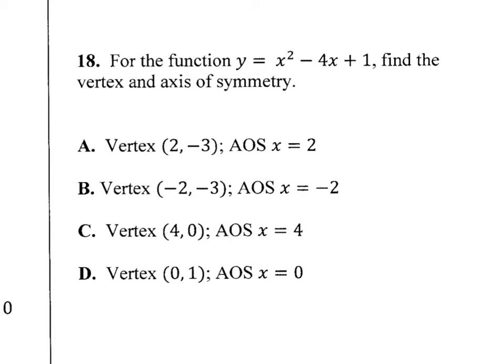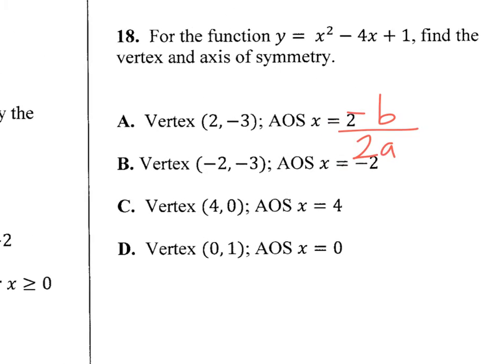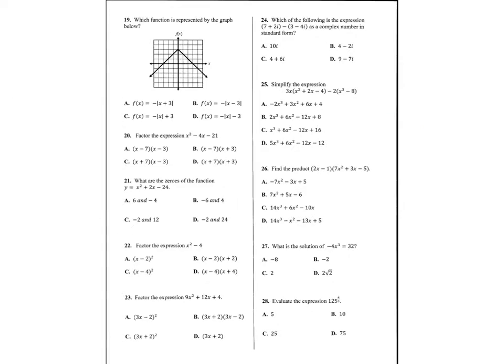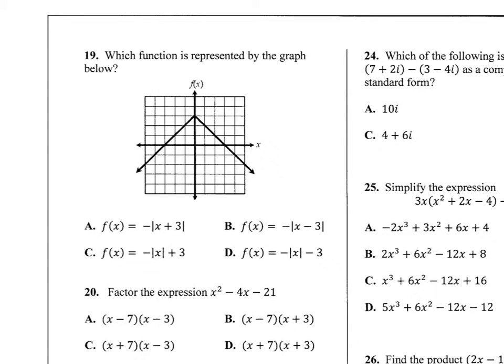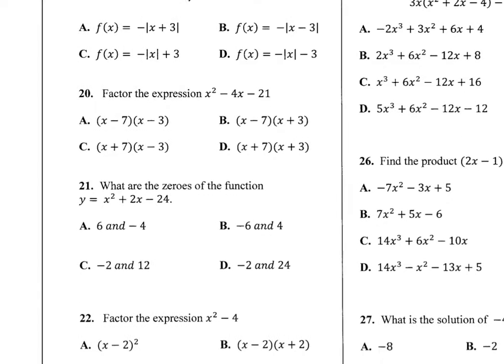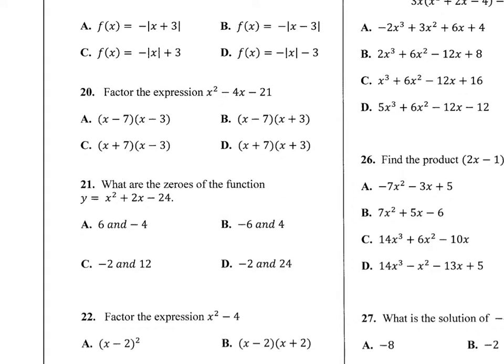Okay, for number 18, we have to use the negative b over 2a to find your vertex and your axis of symmetry. Moving on to page 3. Okay, so number 19 here. This one you can put these choices into the calculator and see which one matches up. Pretty simple there. Number 20, you factor the expression.